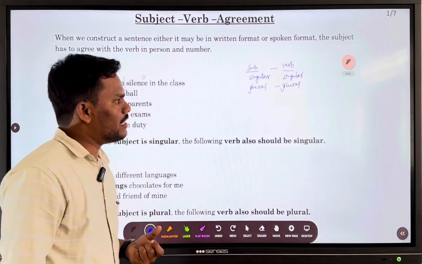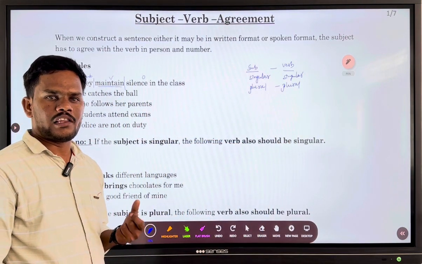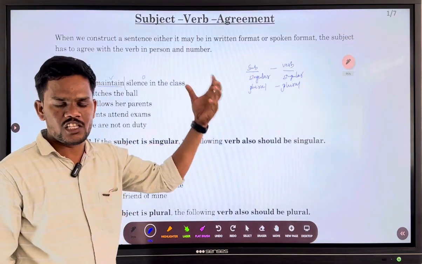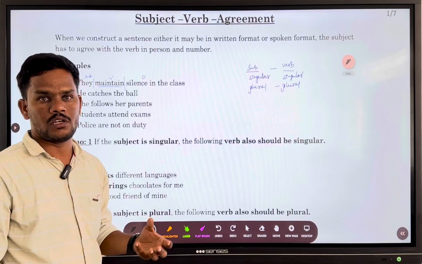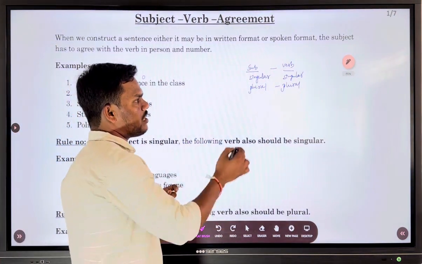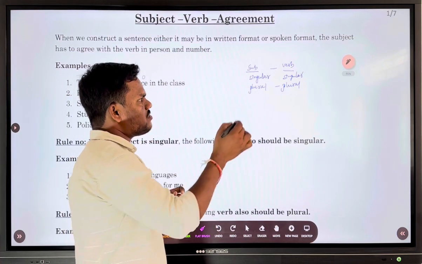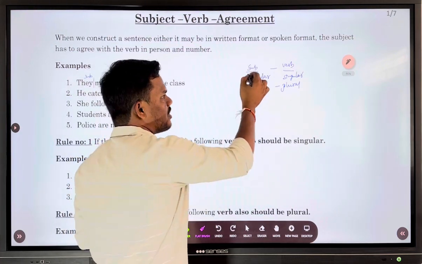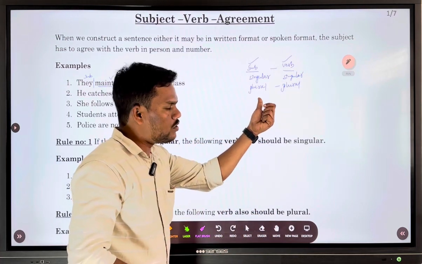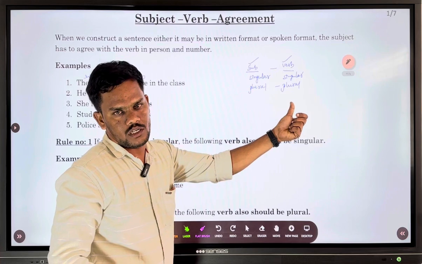Why do we make mistakes in sentences? Nothing but we don't form a good relation between the subject and verb. That is why we make mistakes in forming sentences. So the basic rule that we have to keep in mind while forming a sentence is that when the subject is singular, the following verb also should be singular. When the subject is plural, the following verb also should be plural.